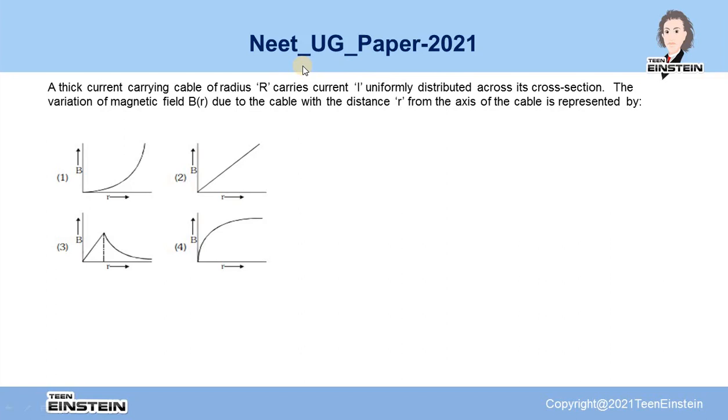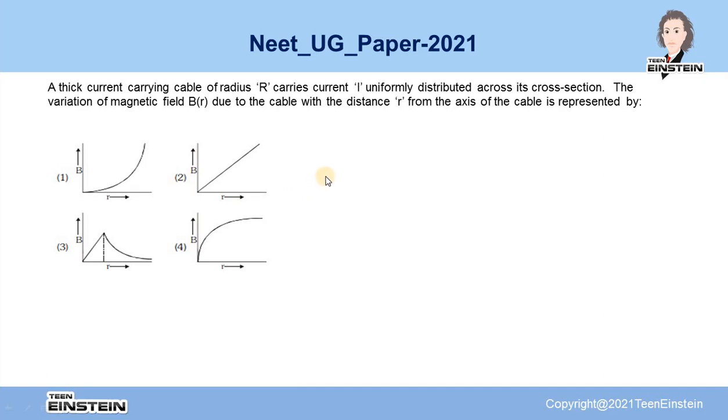Here is the problem. A thick current carrying cable of radius capital R carries a current I uniformly distributed across its cross section. The variation of the magnetic field B due to the cable with distance r from the axis of the cable is represented by one of these four graphs, and you have to find out the correct option given here.